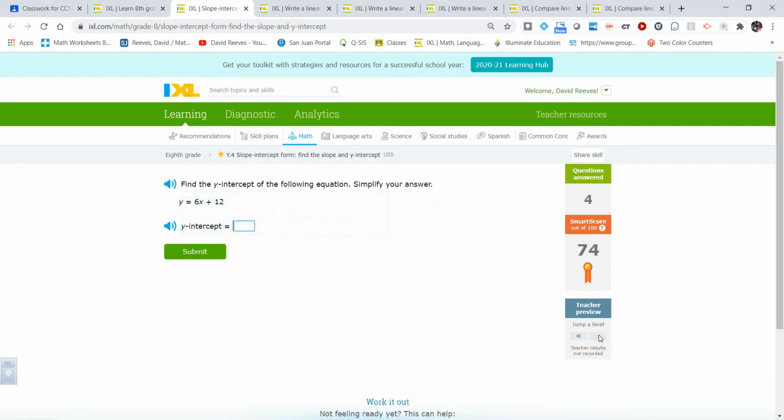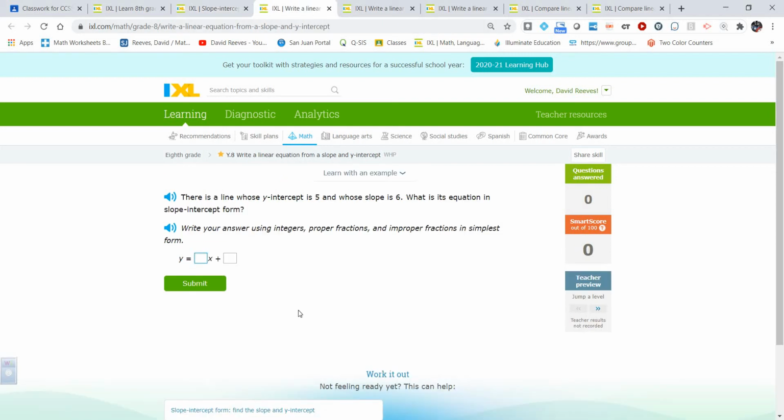I'm pretty sure that even when we skip to the higher levels, it doesn't get any more difficult. The y-intercept is 12. I think we cannot even skip to the challenge zone. So I'm going to just skip to the next skill, Y8. Write a linear equation from the slope and y-intercept.